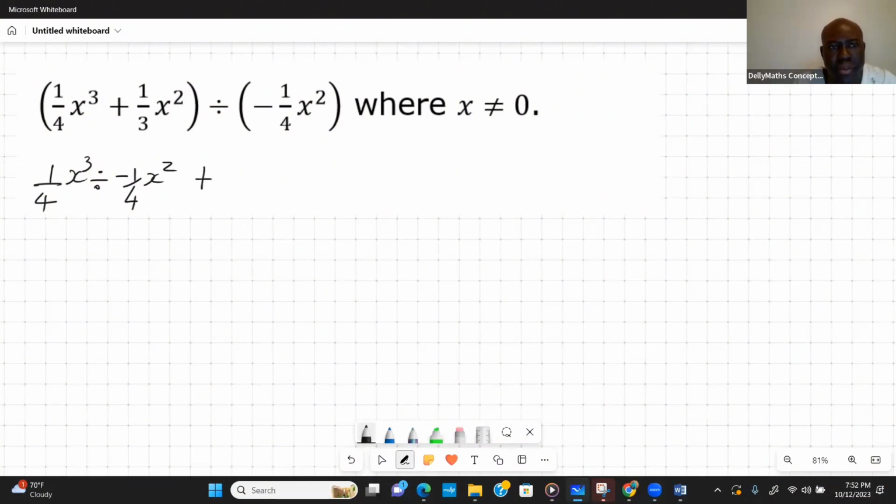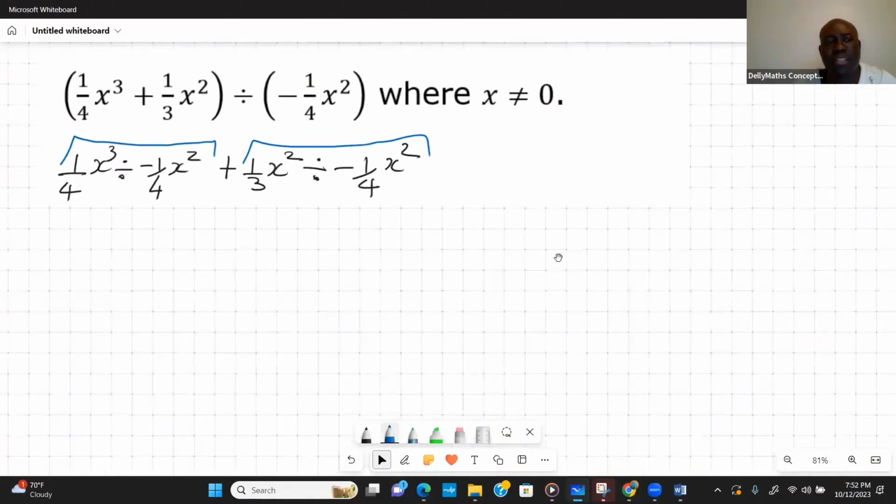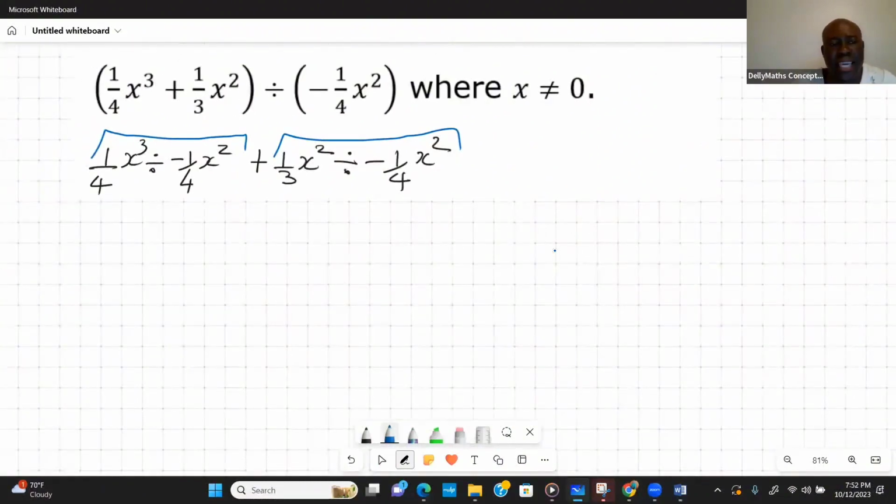Also, I have 1/3 x to the second, and I'm going to divide this by negative 1/4 x to the second. So this is what we really have to execute right here. There are many ways we could approach this. So I'm just going to say, take the fractions, and you could just work them out quickly. Because when we divide fractions, we actually can multiply and then reciprocate.